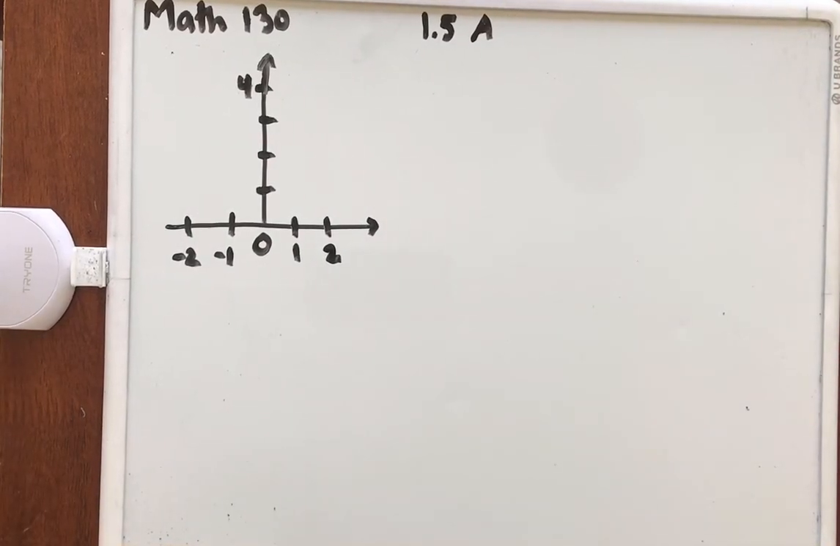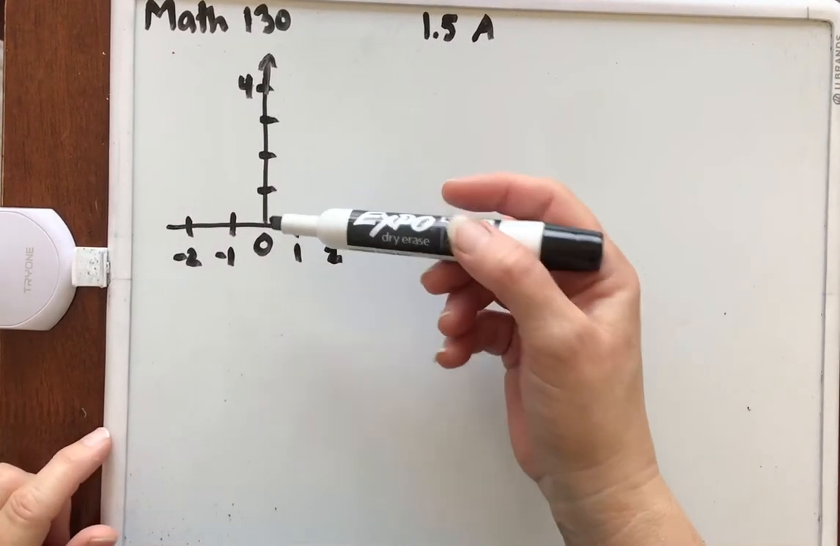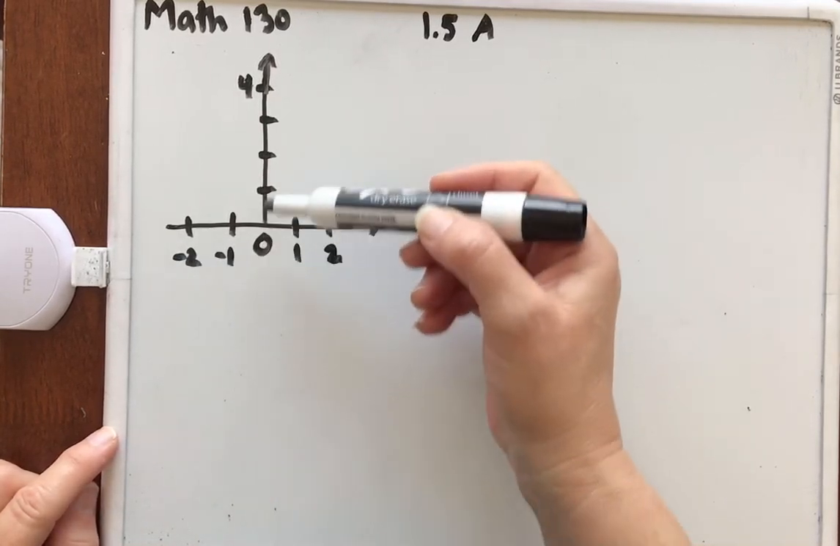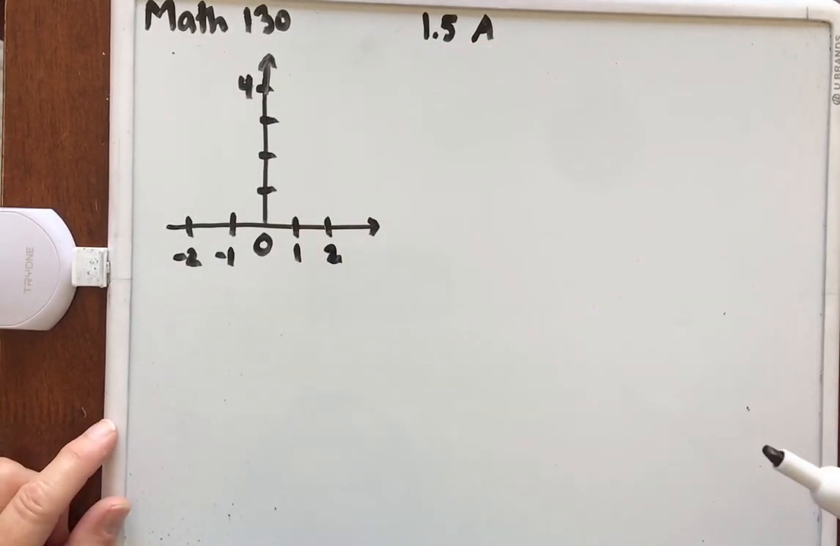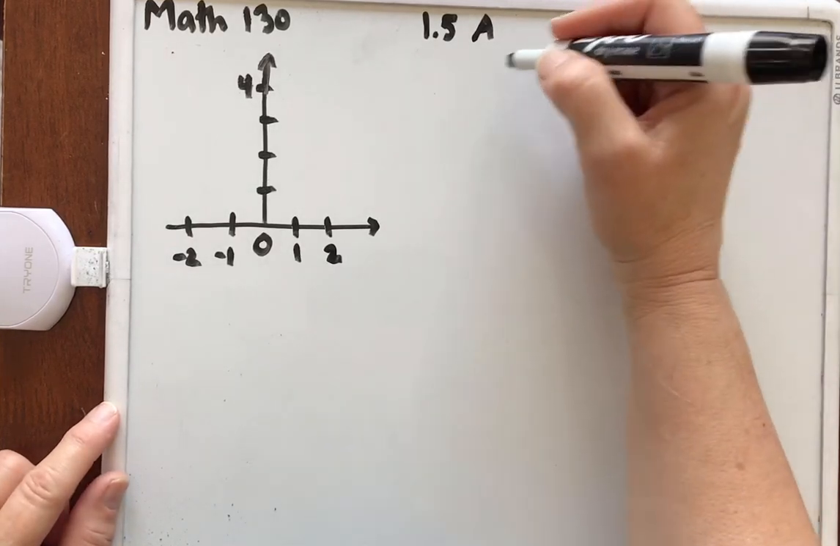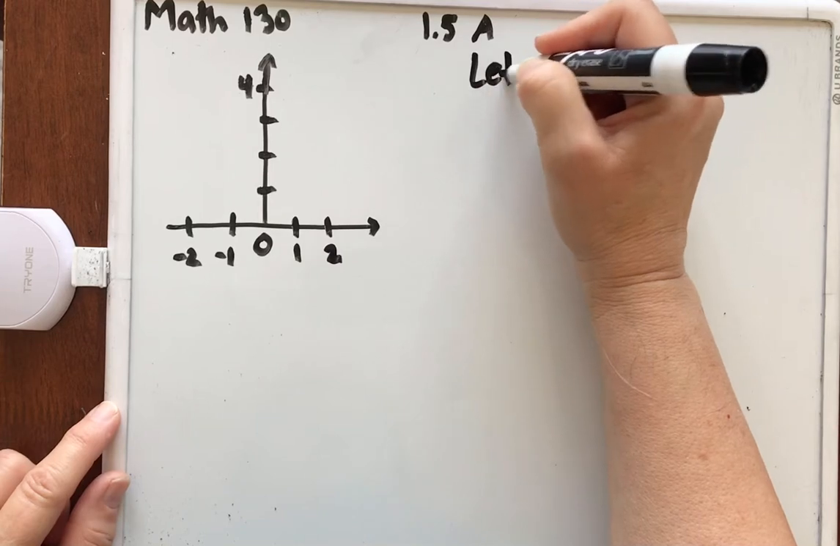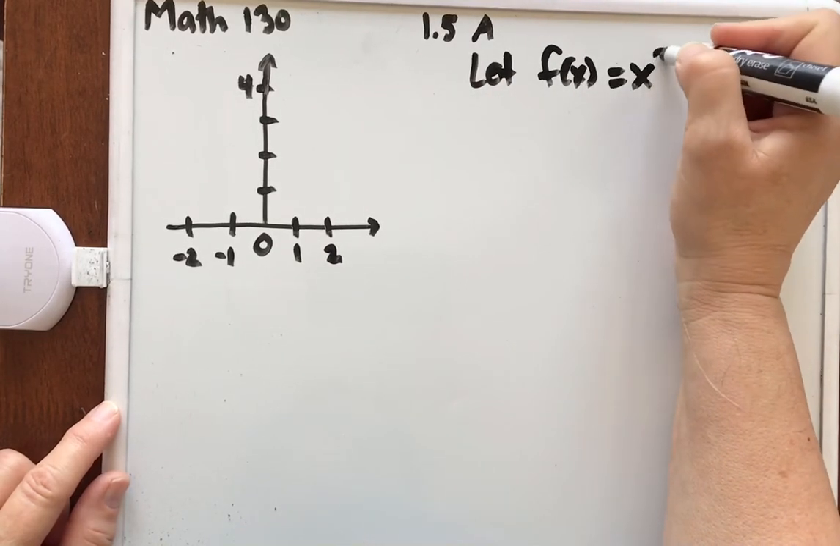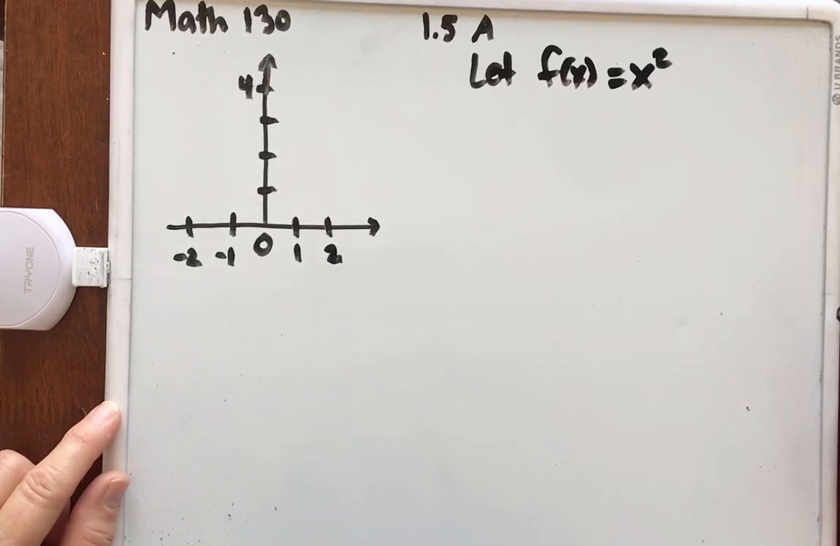1.5a. First what I'd like you to do is make this graph go out to 2, out to -2, up to 4. What we're going to do is graph f of x equals x squared. So we're going to let f of x equal x squared. All right.